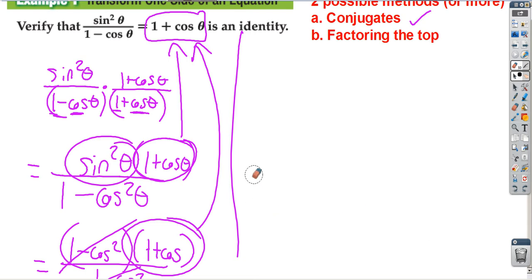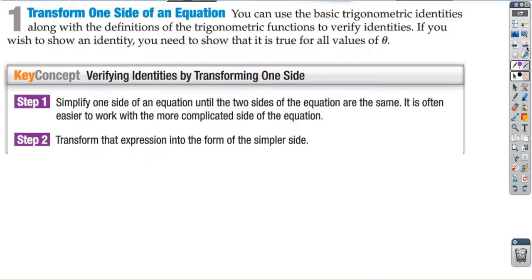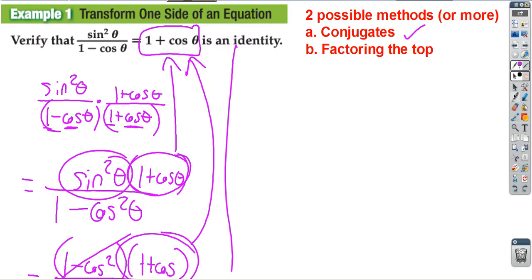It's not like x plus 3 equals 5, where there's only one way to solve this equation, by subtracting 3. Okay, with identities, there's many different ways to do it. So I'm going to show you this one right now. This is the factoring version.